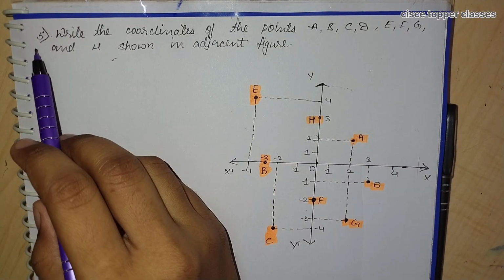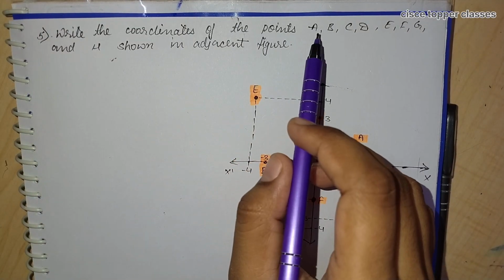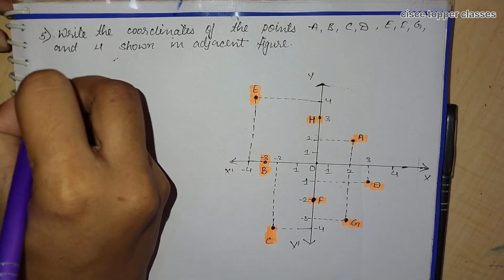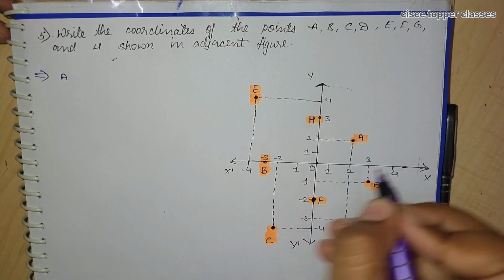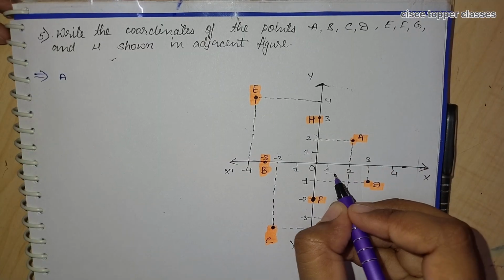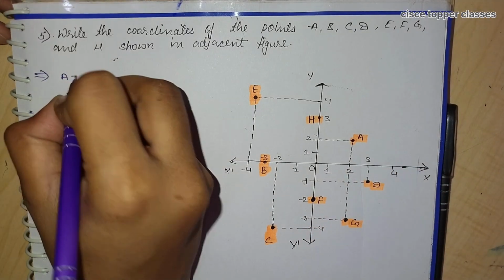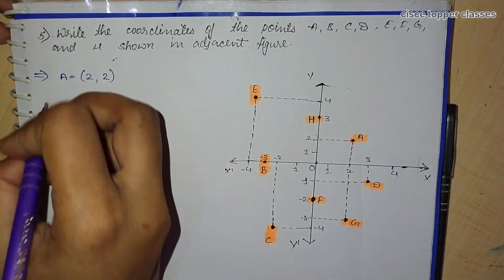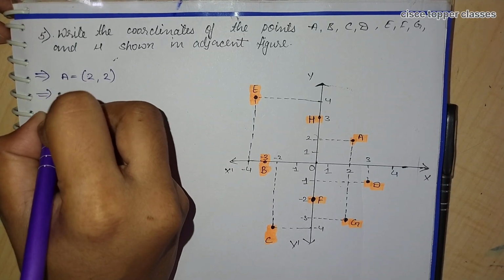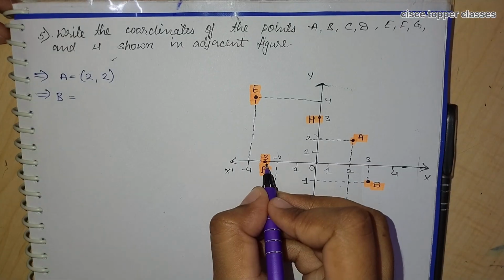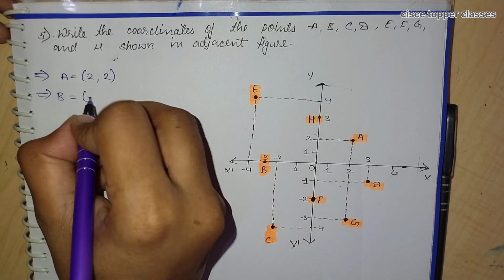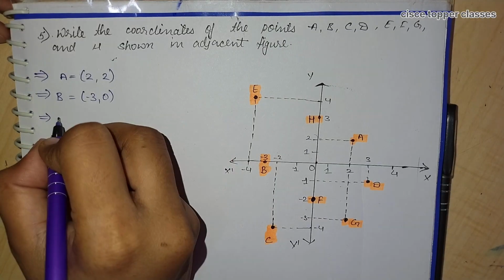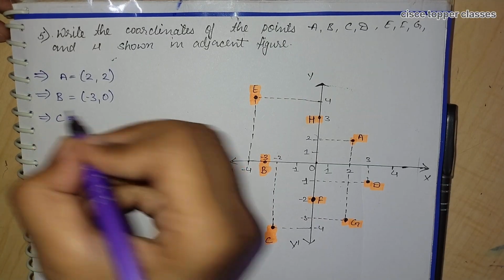Now let us solve here fifth question. Write the coordinates of the point A, B, C, D, E, F, G, H shown in the adjacent figure. So if we have to write the coordinates, firstly we will take the point A. So in this here we can write the abscissa as 2 and the ordinate as also 2. So the coordinates become 2 comma 2. Now the second point B we can write as, here abscissa is minus 3 and the ordinate is 0. So this is minus 3 comma 0. Now the third part here is C.